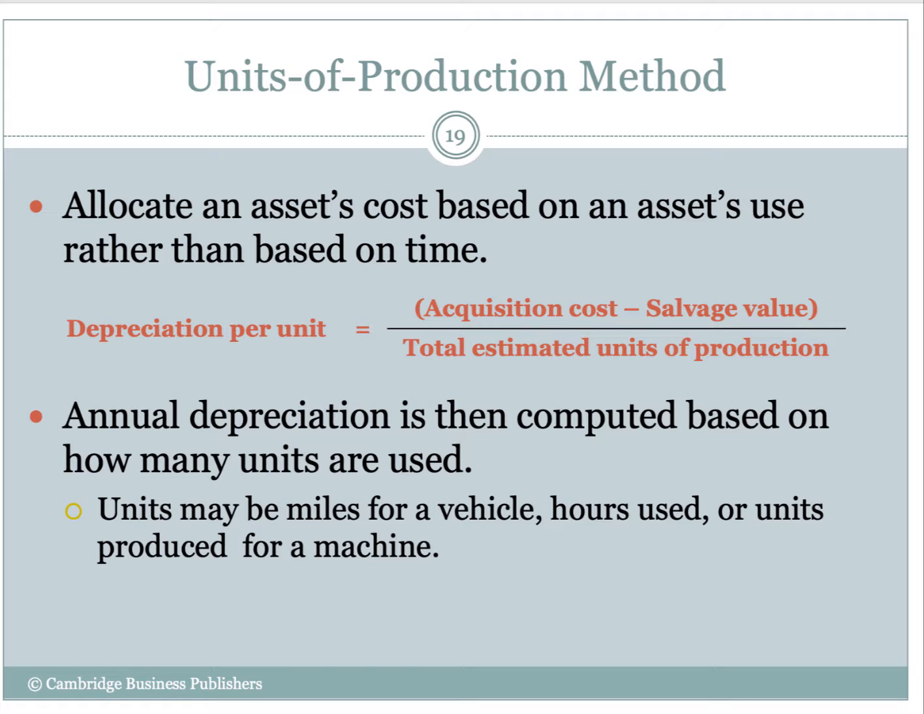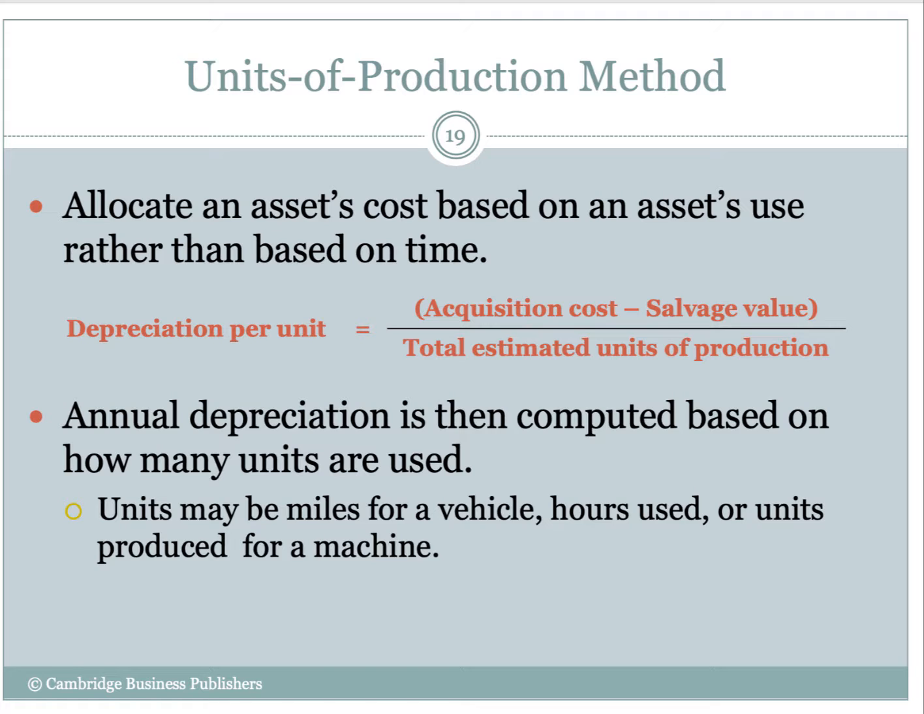So how do we allocate based on use? Well, we have an estimate of how much product we think we're going to get from this machine, okay? So to calculate depreciation per unit, we're going to take, again, the acquisition cost minus the salvage value, just like we did in straight line. But the difference, since we're using unit of production method, we're going to divide by the estimated units of production, okay? So our annual depreciation then is going to fluctuate based on units produced, okay? So the annual depreciation is going to be calculated based on how many units did we produce, right?